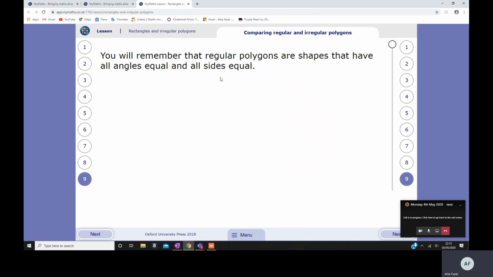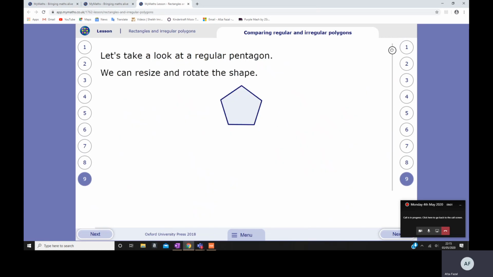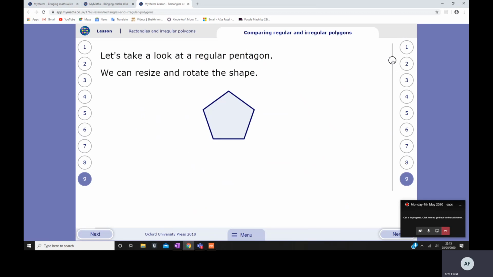You'll remember that regular polygons are shapes that have all angles equal and all sides equal. Here are some regular polygons. We've got equilateral triangle, square, regular pentagon, regular hexagon, regular heptagon, regular octagon, regular nonagon, regular decagon, regular dodecagon. So those are your shapes there, which are regular polygons. So we can resize and rotate the shape.